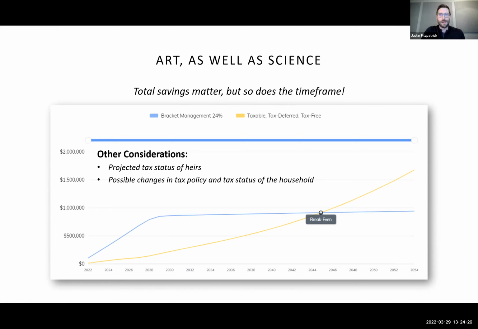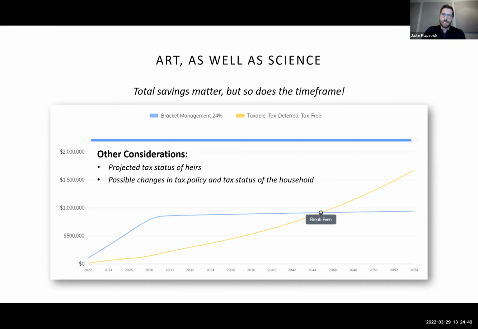It's something to think about. Is 2045 a very reasonable time frame for this household? Some other things that can have an impact are the tax status of the heirs. So, it may even be worthwhile if this household cares a lot about their heirs' tax bills. It may still be worthwhile making those changes, even if they were to pass away before that break-even point.